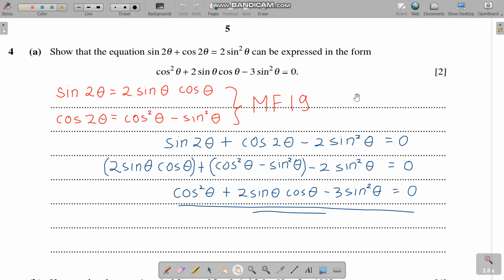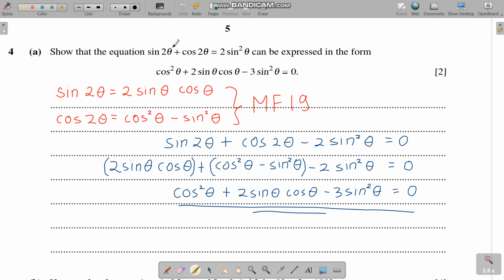This question is about trigonometric equations. Part A, show that the equation sine 2 theta plus cos 2 theta equals 2 sine squared theta can be expressed in the form cos squared theta plus 2 sine theta cos theta minus 3 sine squared theta equals 0, 2 marks. So, in the MF19, remember we have the sine double angle and the cos double angle formula.